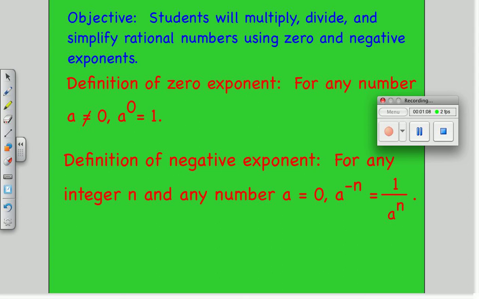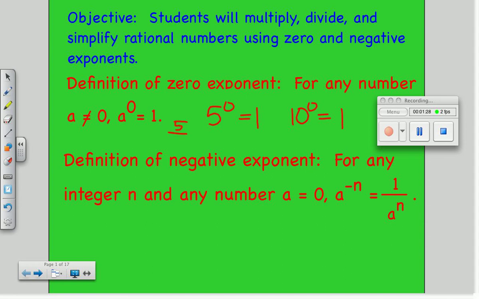So a can't be 0, so let's say a is 5, and 5 is raised to the power 0. 5 to the power 0 is 1. Let's say a is 10, and it's raised to the power 0. 10 to the power 0 is 1. And that's because 5 to the power 0 means 5 divided by 5, and that's 1. 10 to the power of 0 means 10 divided by 10, and that's 1.